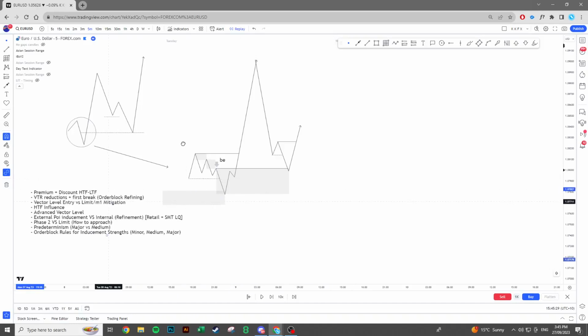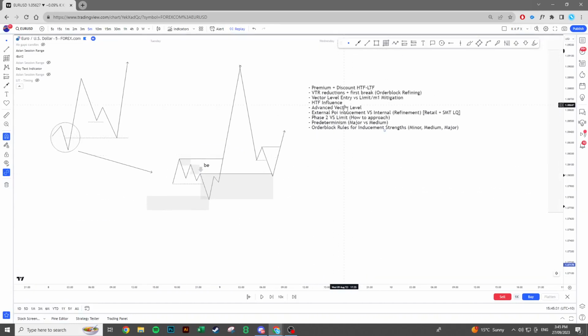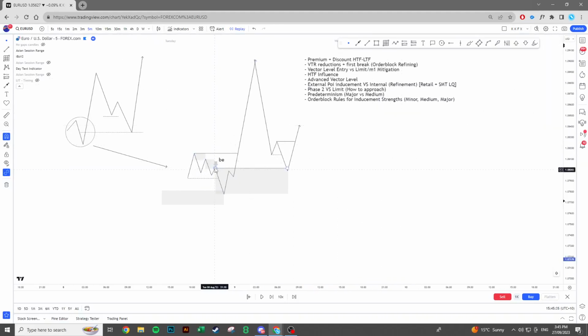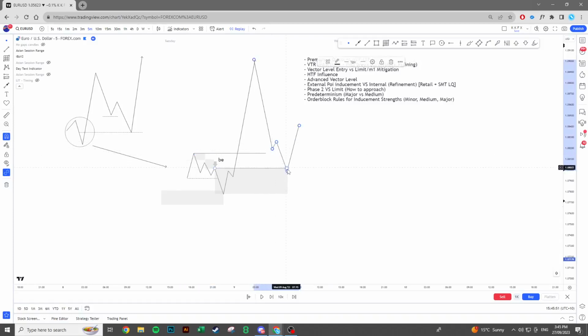So how does this tie into what I'm saying about VTR reductions and first break here? It means that we have to find that last high that swept that liquidity, as long as it's mitigated. Now, this may not be mitigated, and this can be used instead. This is going to look a little bad, so let me change this up a little bit. This can be used instead, because it didn't get mitigated down. But let's say this one here did get mitigated. So we can have two order block levels.